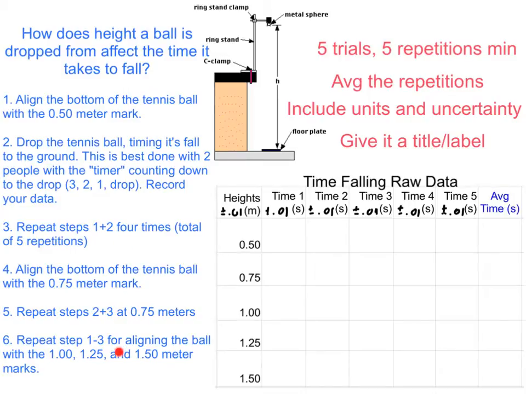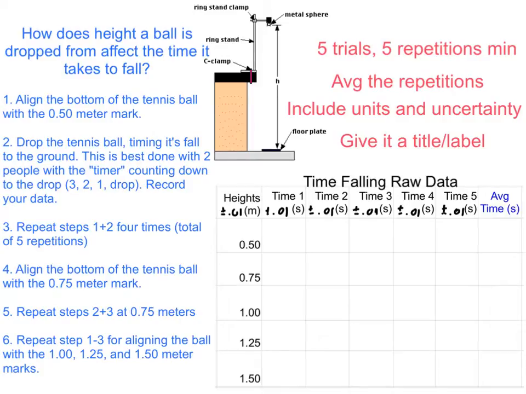Over here, we have the procedures that you saw from one of the previous videos. Question, how does the height a ball is dropped from affect the time it takes to fall? Notice in our data table, our raw data table, all of the heights that we picked for our independent variable are already set up here for our independent variables because we must do 5 trials. So here are 5 trials. And we have to have 5 repetitions at minimum. So there are 5 spots where we're going to do it over again, times 1 through 5.